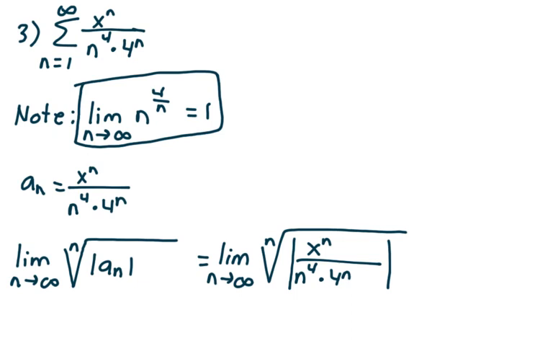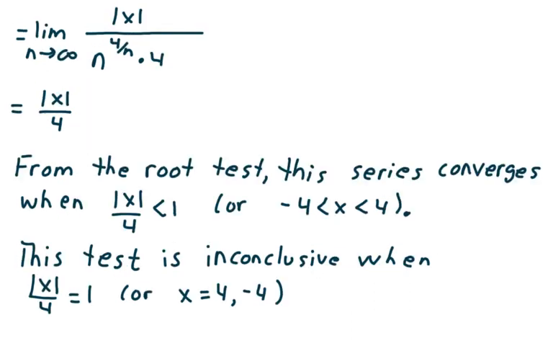But this is the limit as n goes to infinity of the nth root of the absolute value of x to the n over n to the fourth times 4 to the n. So this is the limit as n goes to infinity of the absolute value of x divided by n to the 4 over n times 4. But as n goes to infinity, n to the 4 over n goes to 1. And so this is the absolute value of x over 4.